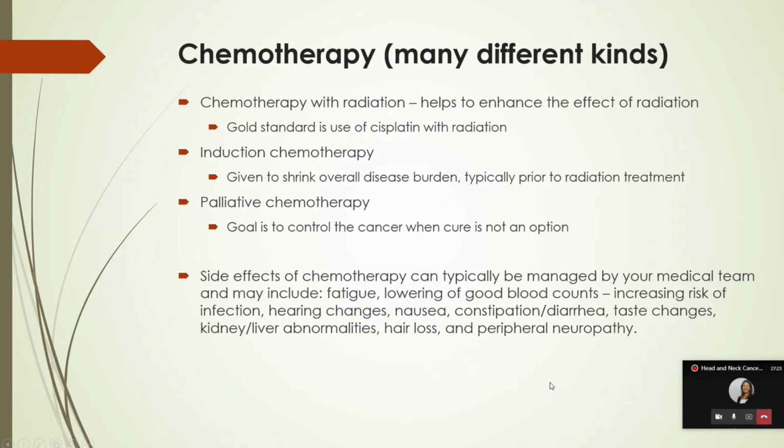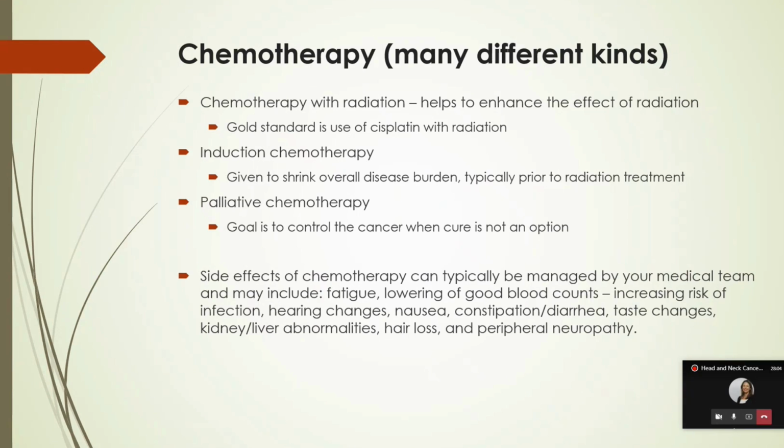With chemotherapy, there are many different kinds that we use. One of the more common treatments for head and neck cancer is a combination of chemotherapy with radiation, and the chemotherapy helps to enhance the effect of the radiation. So that's why it's used in combination. Really, the gold standard for treatment is the use of a medicine called cisplatin with radiation. We use it either as a weekly treatment during radiation or sometimes as a higher dose. But that's kind of the gold standard when we're doing radiation and chemotherapy for curative intent treatment.